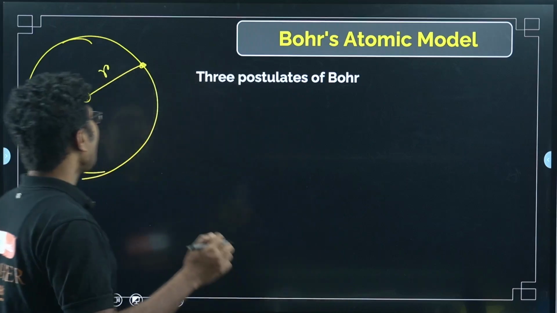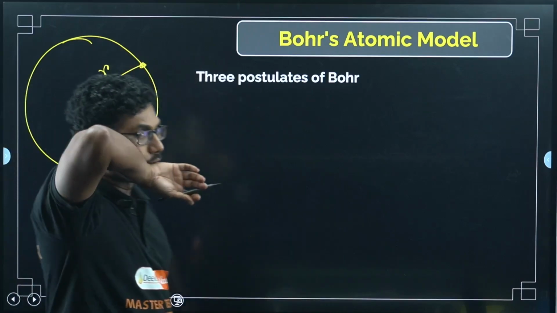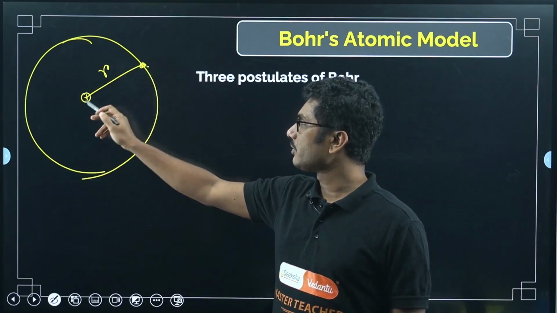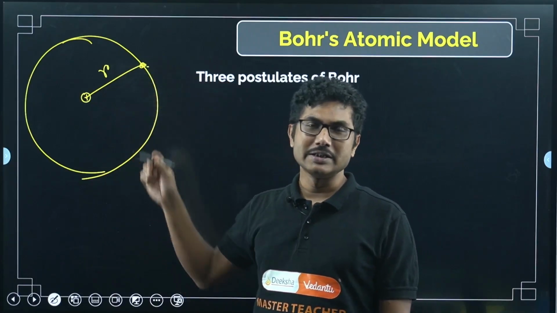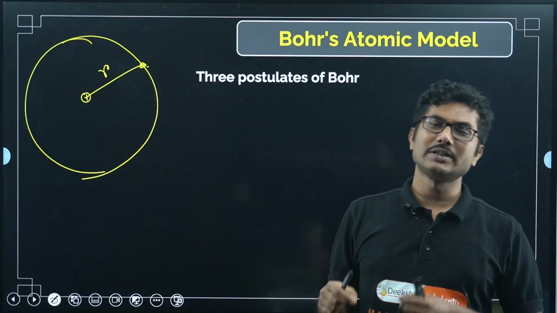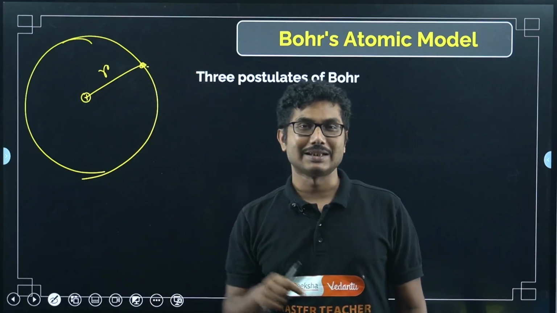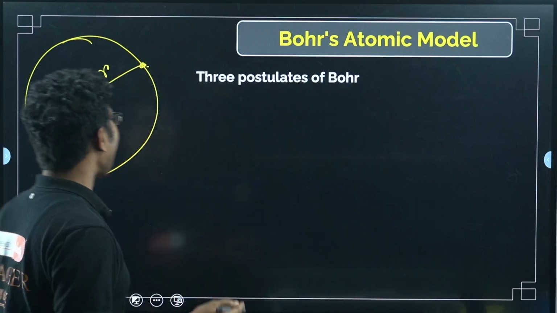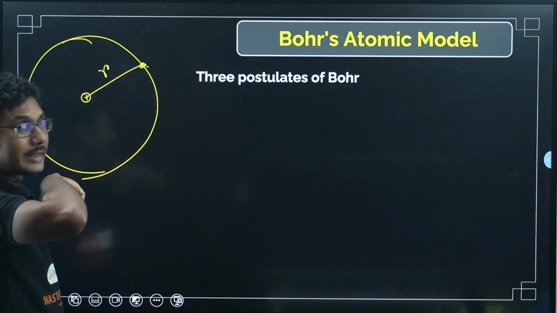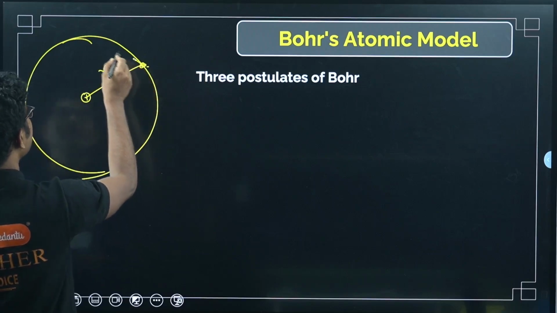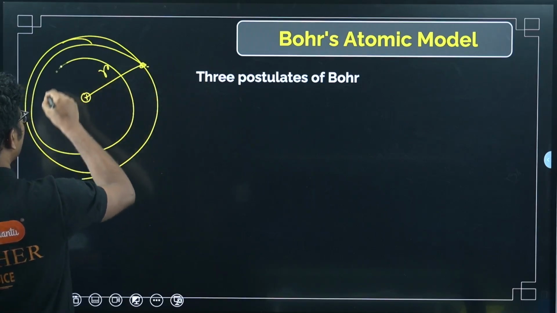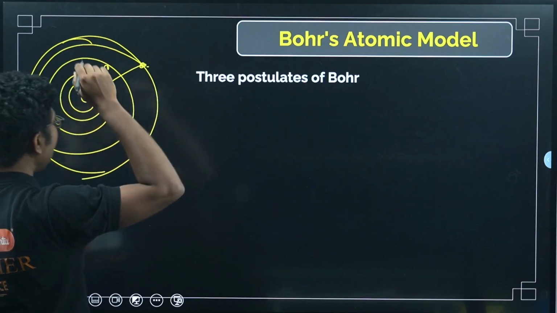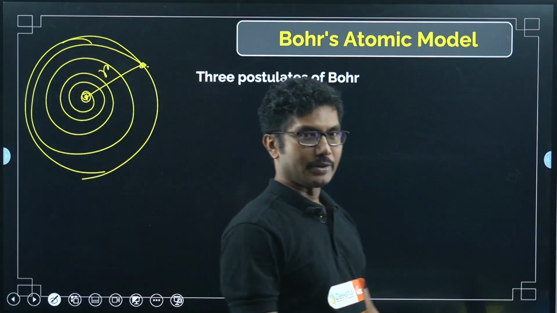Now, if electrons are rotating around this positively charged nucleus, then there will be some interaction between this electron and this proton, this nucleus. Because of this interaction, the electron will accelerate and it will produce electromagnetic radiation. As it is producing electromagnetic radiation, it is losing energy. So slowly its radius will decrease, and slowly it will fall into the nucleus and it will die.